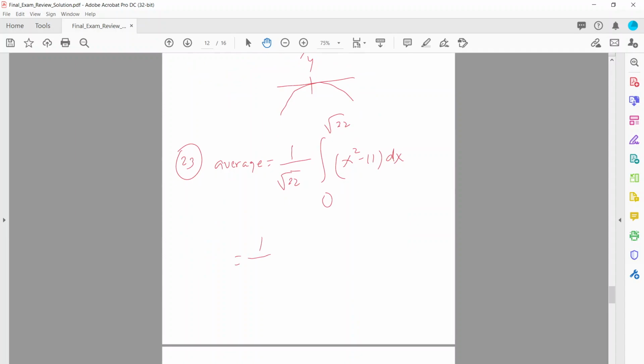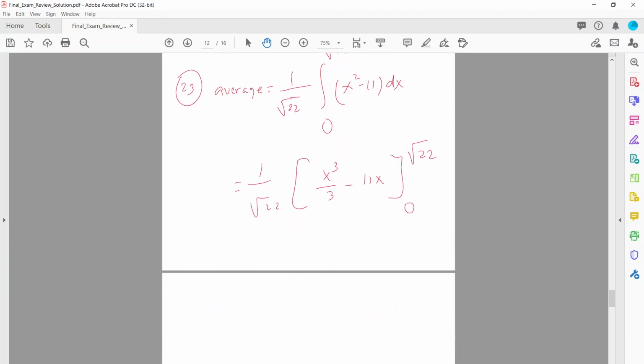So the integration of this part is x cubed over 3 minus 11x. You just have to put this value. If you put x equal to 0, that will be gone, so we don't care about the 0. We just care about square root of 22. That is the cube of square root of 22. That means it's 22 times the square root of 22, because the cube of this value has a 22 coming from the square root of 22. That is the cube of square root of 22 over 3, minus 11 square root of 22.